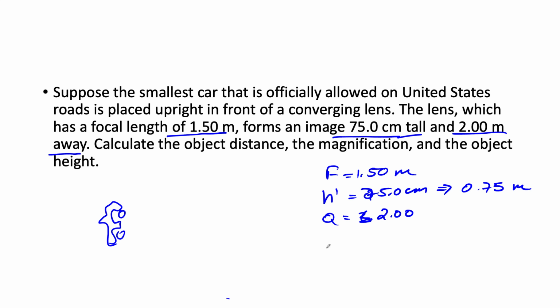We're looking for the object distance, P, which we don't know, the magnification, which we don't know, and the object height, which we don't know. So we've got 3 pieces of information. Can we find the other 3? Again, realize the first question is just setting up the experiment. So let's look at this.